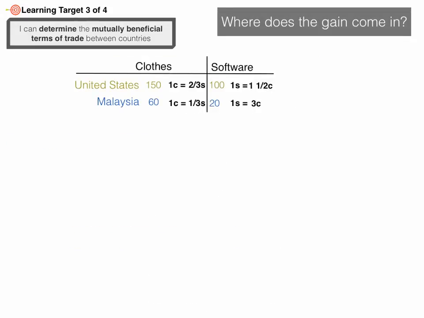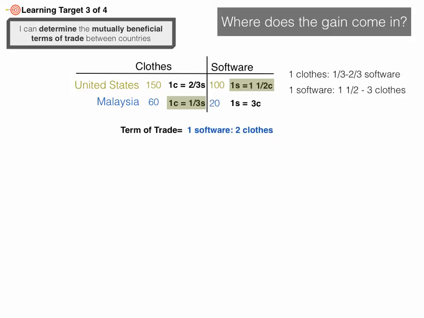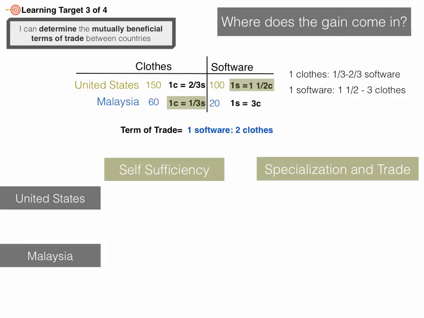Now, where does the gain come in? Malaysia's comparative advantage was in clothes, the United States was in software. Here were the two ranges of trade that would work. So let's say they set a term of trade of one software for 2 clothes. The United States is making software, Malaysia is making clothes. The United States is going to trade one software to Malaysia and receive 2 clothes in return. And we're saying both countries will gain because of that specialization and trade.